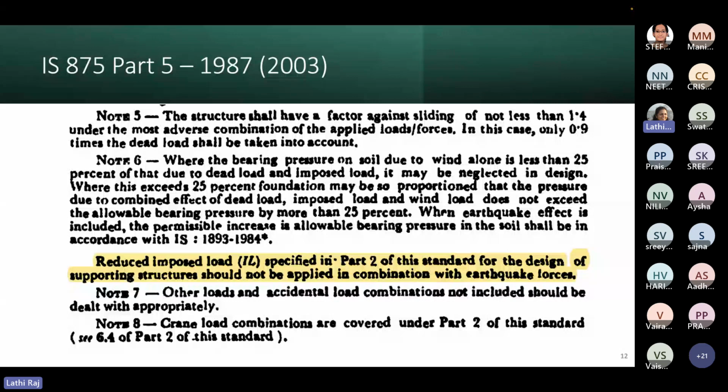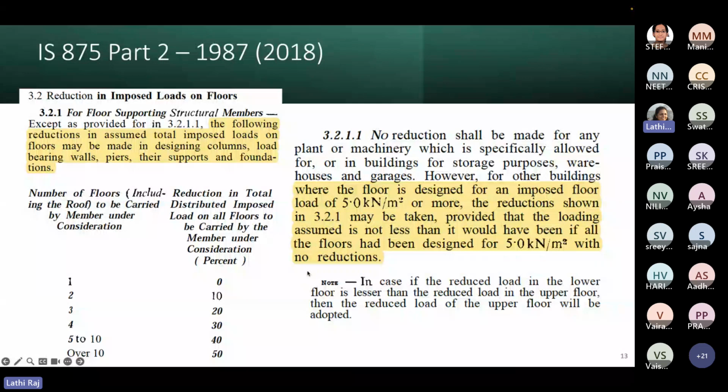When you are designing the supporting structure, this code says there is a reduction in the imposed load. What is a reduction? I will explain it to you. This is IS 875 part 2. When you are designing the supporting structure, there is an example. I'll tell you this. So first I'll just see this.